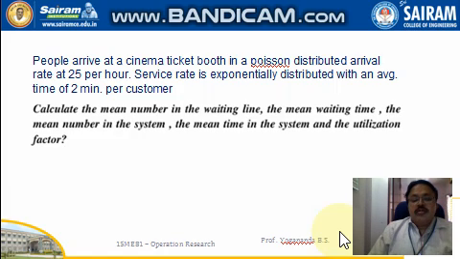Good afternoon, friends. Now we'll have some more problems on queuing theory. So the problem statement goes like this. People arrive at a cinema ticket booth in a Poisson distributed arrival rate of 25 per hour. That means in 1 hour, 25 customers will join the queue.